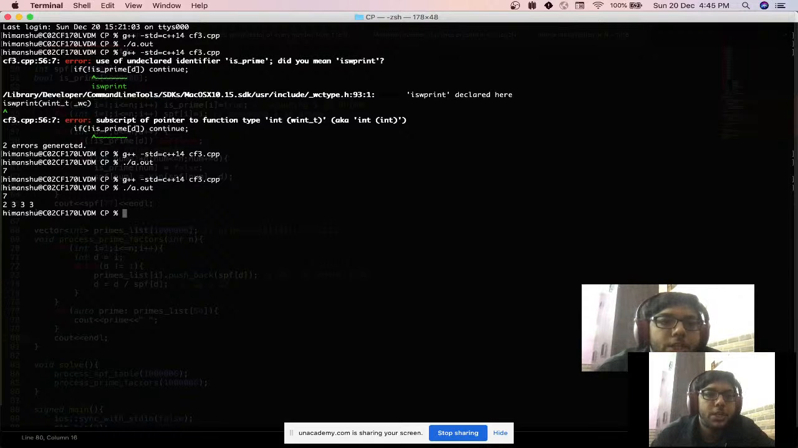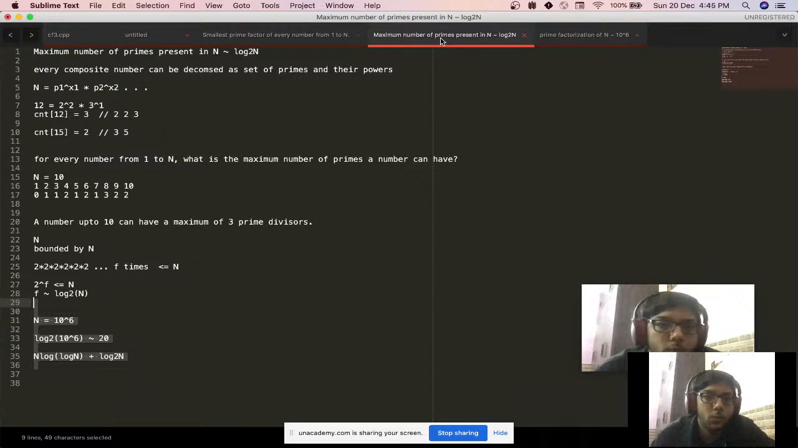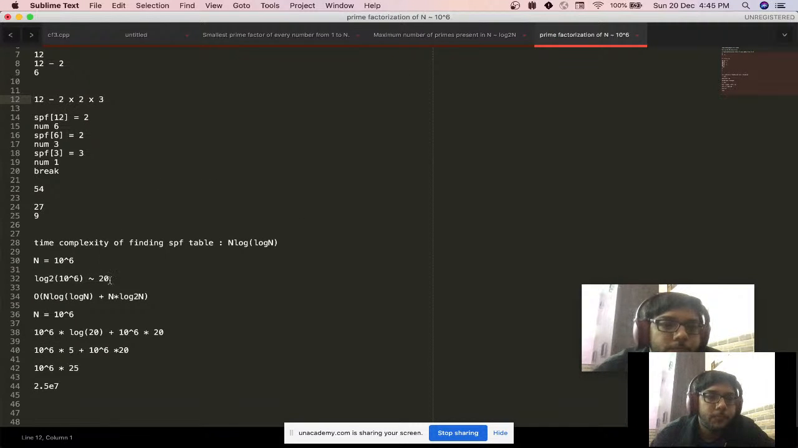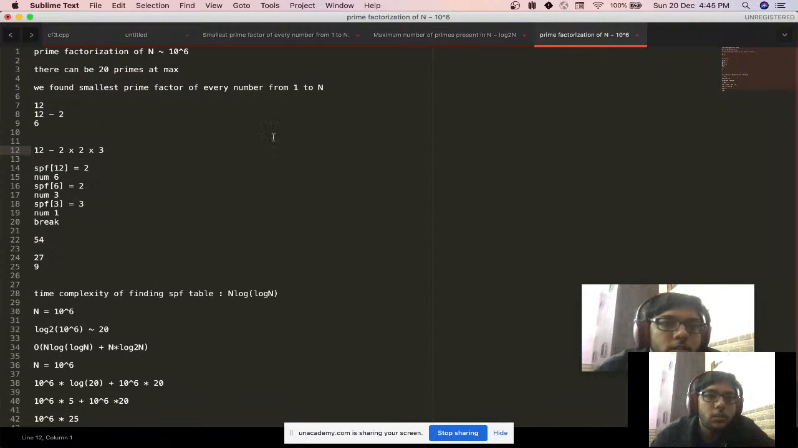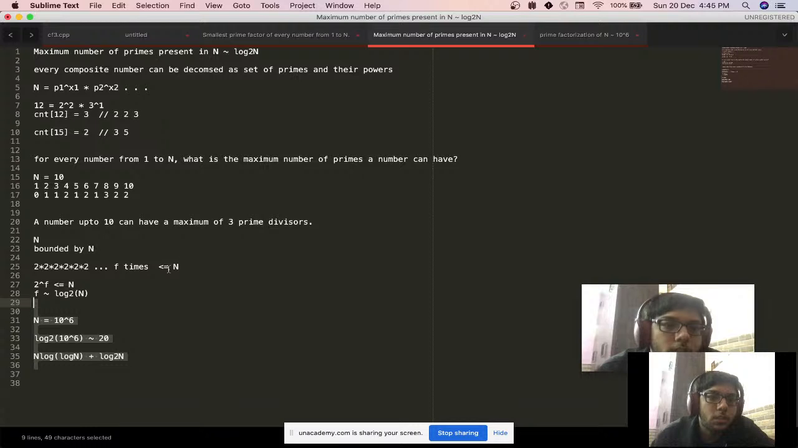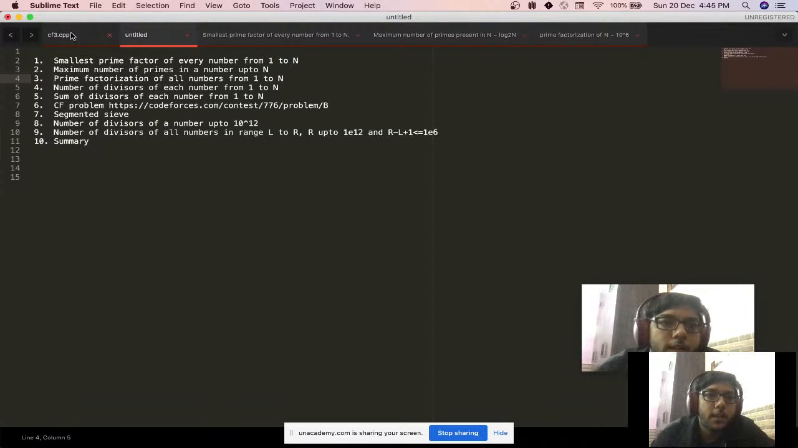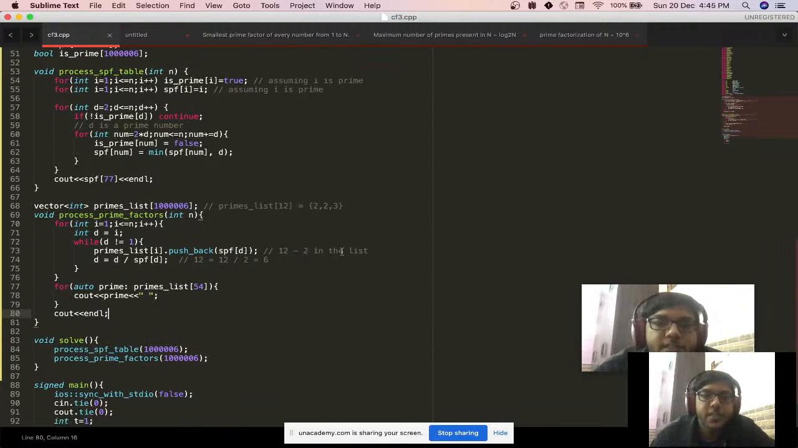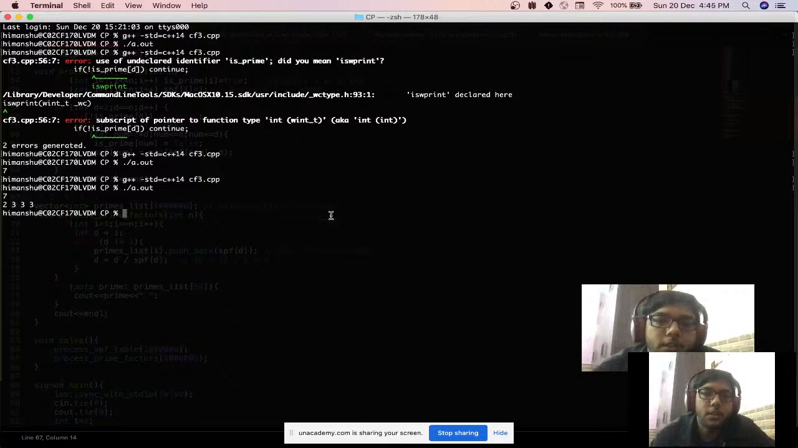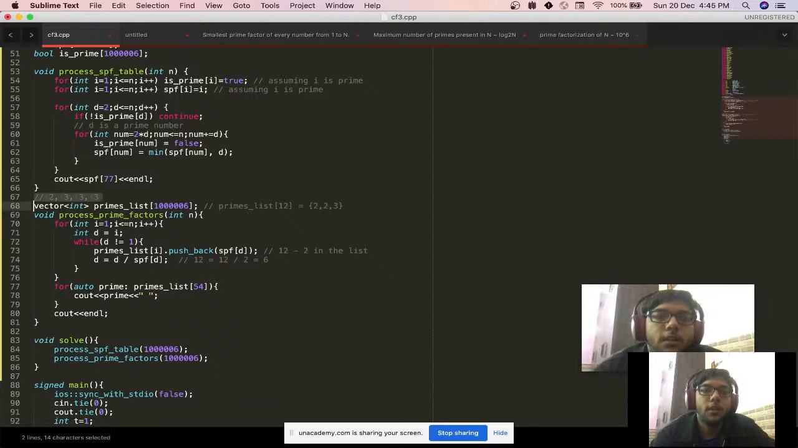We have 2, 3, 3, 3. Is that right? Where did I do it? 54, did I do 54? I thought I did 54. Okay, we can do that again. For 54, the first smallest prime factor is 2. Then 54 becomes 27. For 27 we have 3, that becomes 9. Then we have 3 again, it becomes 3. Then we have 3 again. 2, 3, 3, 3. That's right. So this is how we do that.